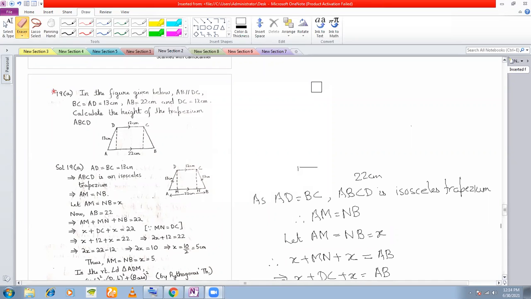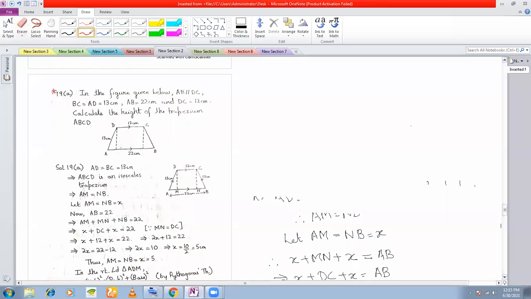Yes, sir. Okay, now remember, these two lengths are equal only if it is an isosceles trapezium. These two lengths will be equal only if these two sides are equal. Otherwise, you cannot take them to be equal. Okay, remember this.